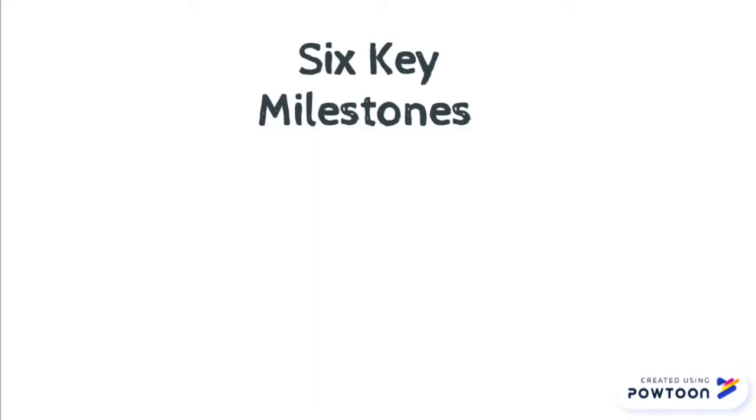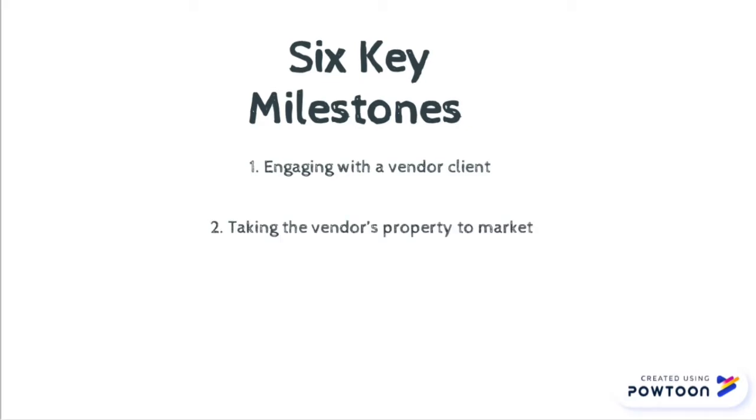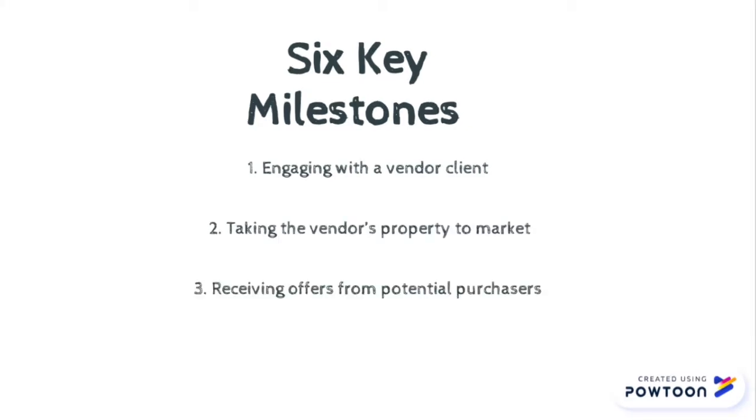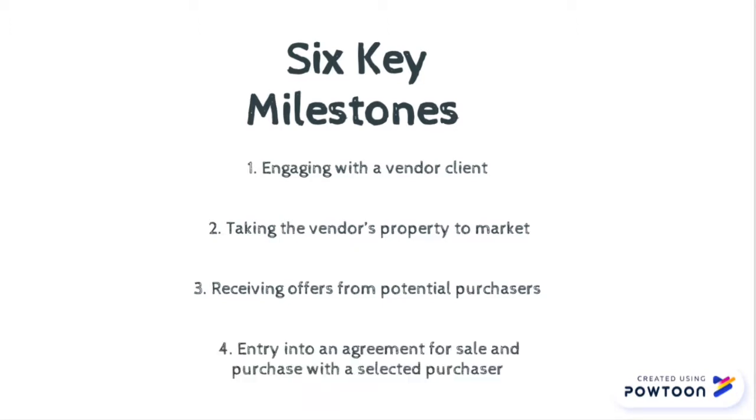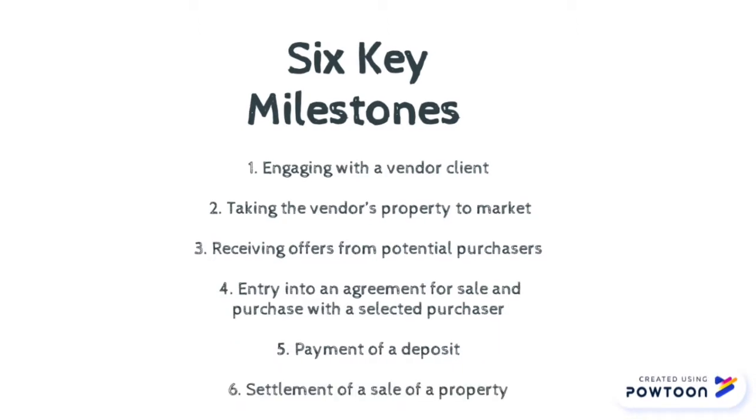The 6 key milestones for a real estate agent in a sale process for a fee simple property are: 1. Engaging with the vendor client, 2. Taking the vendor's property to market, 3. Receiving offers from potential purchasers, 4. Entry into an agreement for a sale and purchase with a selected purchaser, 5. Payment of a deposit, and 6. Settlement of a sale of a property.